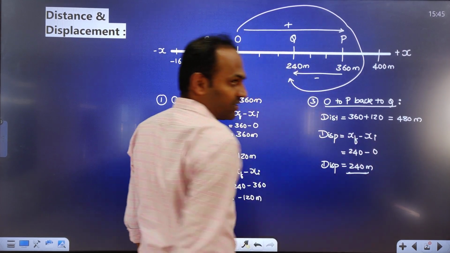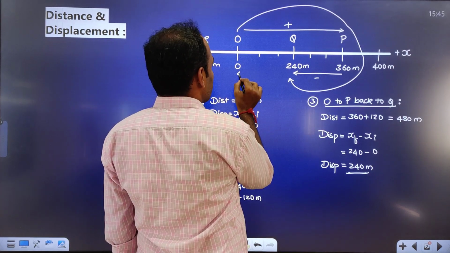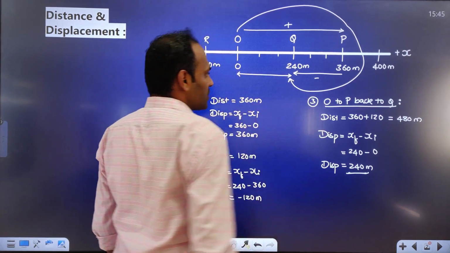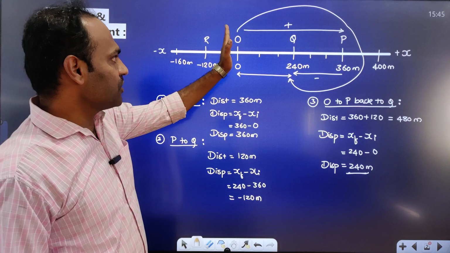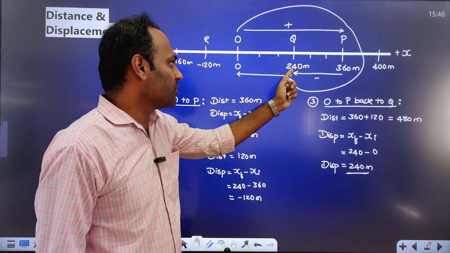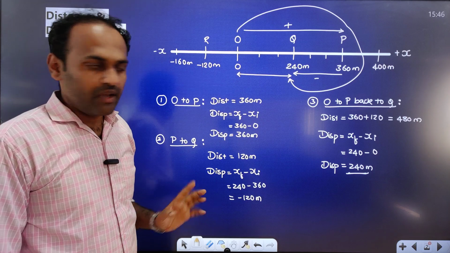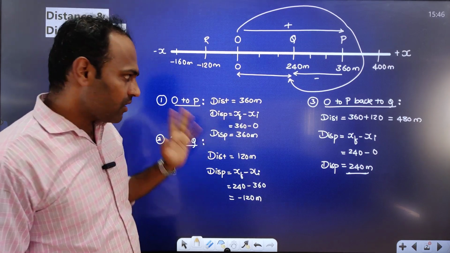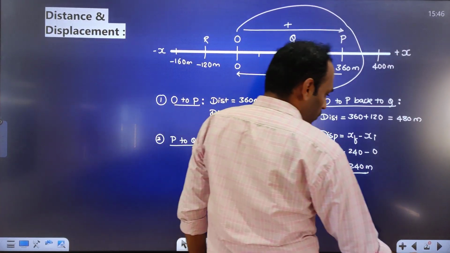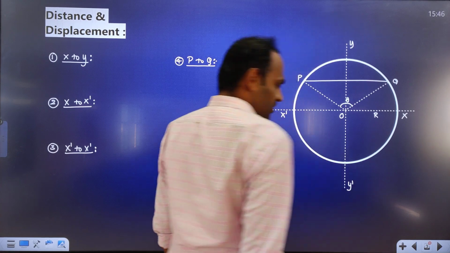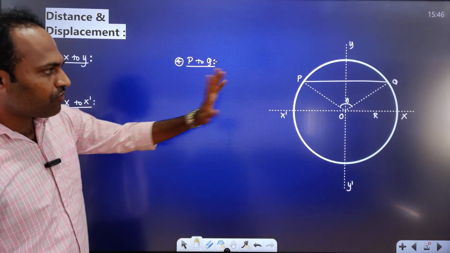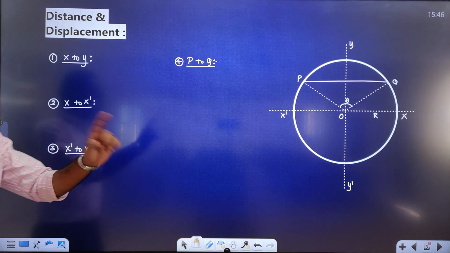Displacement means it is the straight line distance between initial and final position. So initial position is O, final position is Q. So how much is the distance? It is 240. 240 meter is the displacement of the journey O to P and back to Q. Right? Okay, that is all about how to calculate distance as well as displacement in a straight line motion. Now we'll see distance and displacement in case of circular motion.